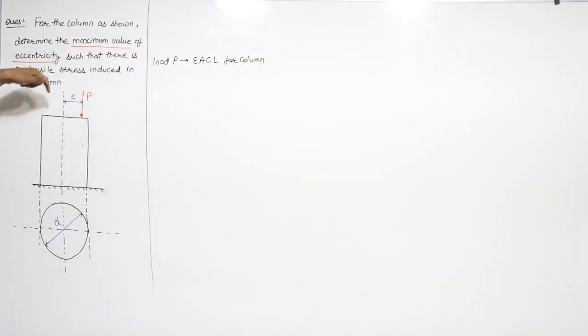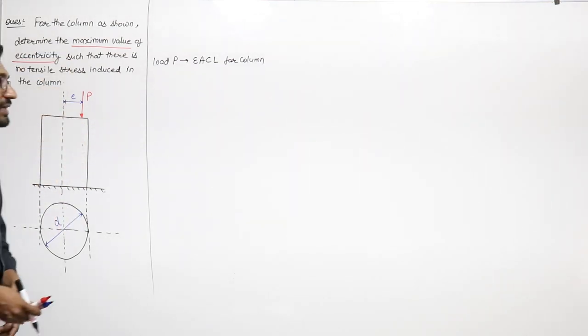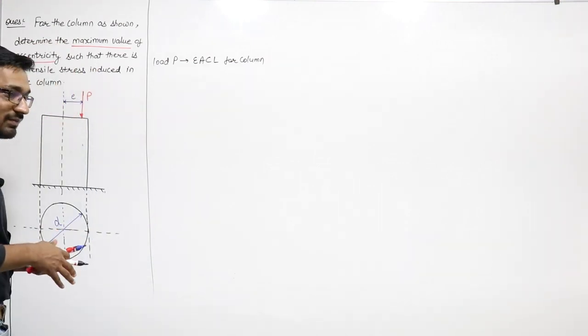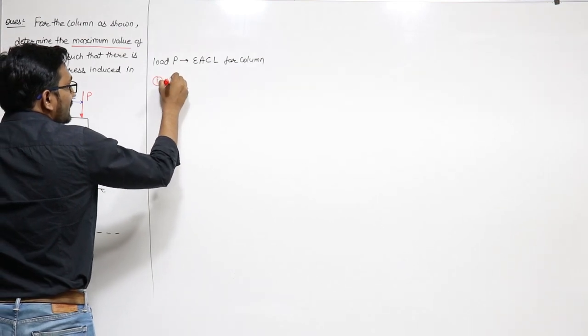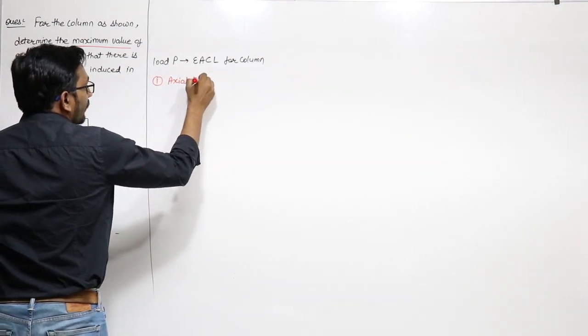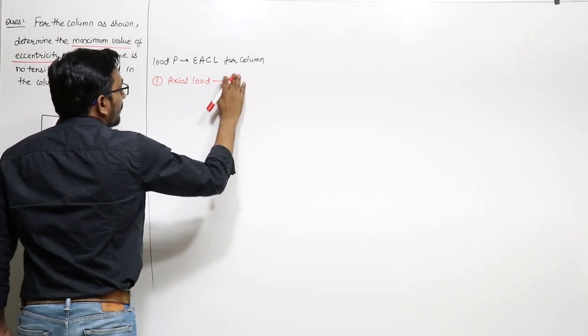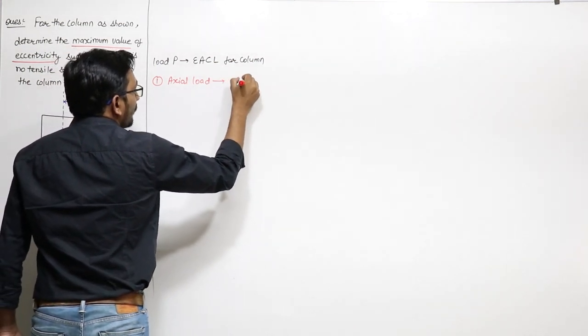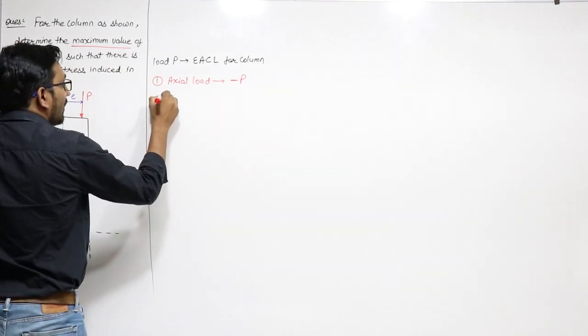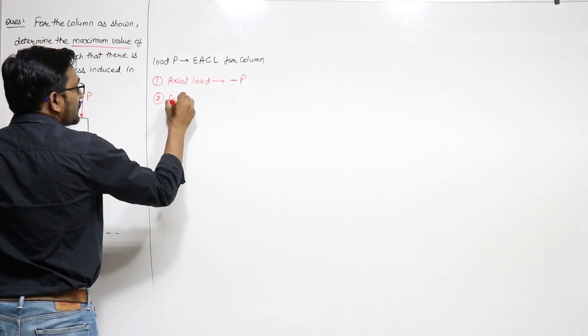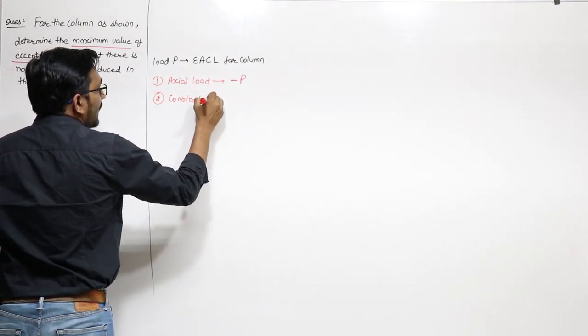Because this is parallel to the longitudinal axis, it does not pass through it. So it is an eccentric axial load and it is of compressive nature. So it is an eccentric axial compressive load. That is equal to one axial load of magnitude minus P, minus because it is compressive, and the second one is your constant bending moment.